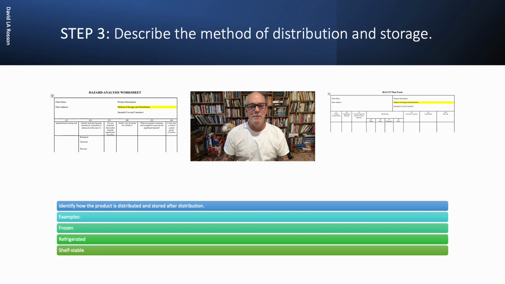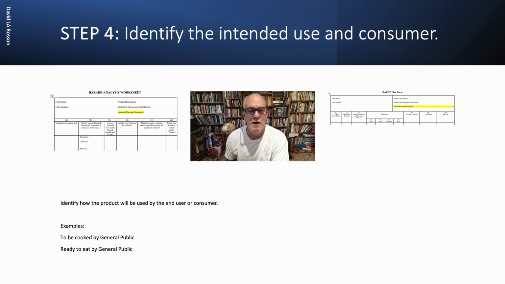All right, here we go. Step 3. Now it's time to talk about the method of storage and distribution. Is it frozen? Is it refrigerated? Is it shelf stable? You'll see there on the right side, top, second line down, method of storage and distribution. Let's go ahead and take care of that now. Step number 3, 18 steps to a HACCP plan. Record on the form, hazard analysis and HACCP plan form, your method of storage and distribution. Do that now.